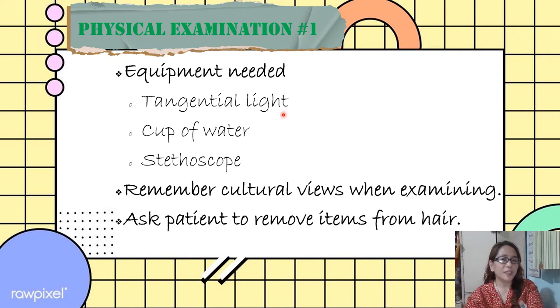In doing the physical examination of the neck, you need the following equipment. Tangential light, a cup of water, para mamaya when you check the thyroid or the trachea, okay, the stethoscope. Remember also to consider the cultural views when examining the neck. Ask the patient to remove items from the hair. Okay.